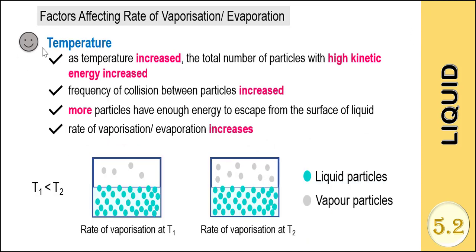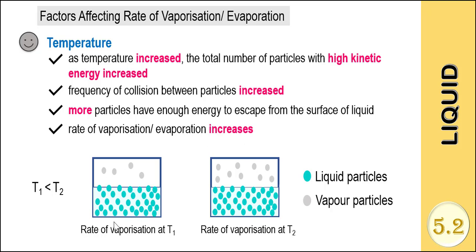Another factor that will affect the rate of vaporization or evaporation is temperature. As the temperature increases, the total number of particles with high kinetic energy increases. The frequency of collision between the particles will also increase, and more particles will have enough kinetic energy to escape from the surface of the liquid. Thus, the rate of vaporization or evaporation increases.